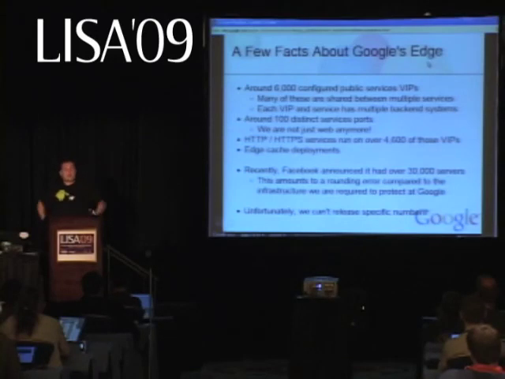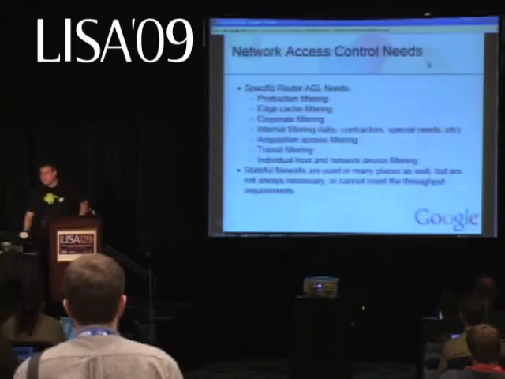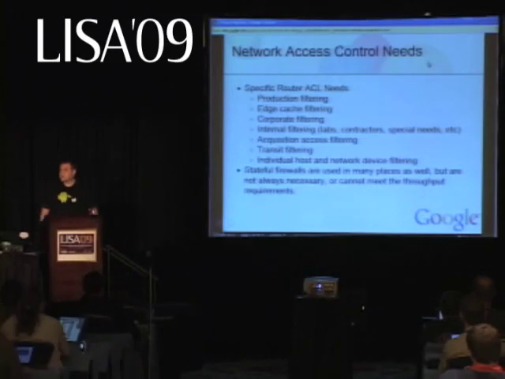Recently, Facebook talked about having over 30,000 servers. I can tell you right now that the work Peter and I do protecting Google's infrastructure, that would amount to about a rounding error on the number of systems we're trying to keep track of. But unfortunately, our PR team won't let us release any specific numbers, as you've probably run into before.